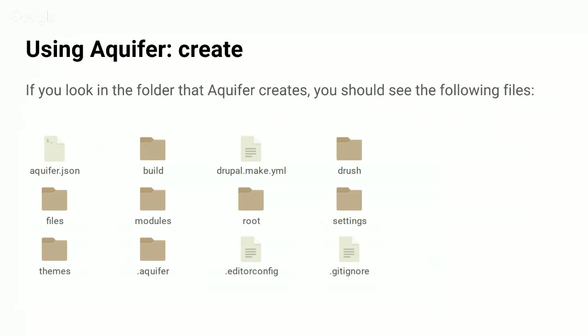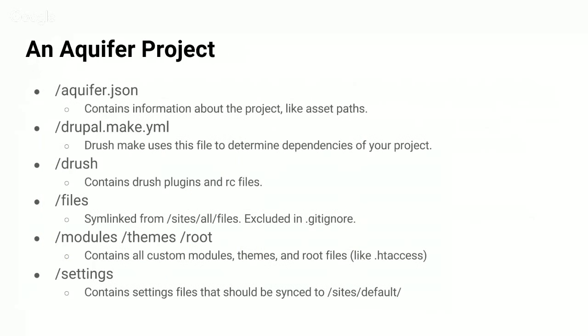So if you look in the folder that it creates when you run that command, you're going to see a number of things. You're going to see an aquifer.json file, a build folder, a drupal.make.yaml file, drush, files, modules, roots, settings, themes, .aquifer, and .editorconfig and .gitignore. These are all standard things that an Aquifer project will contain, and it's not too complicated. It's a lot shorter than that giant list we had before, so that's cool.